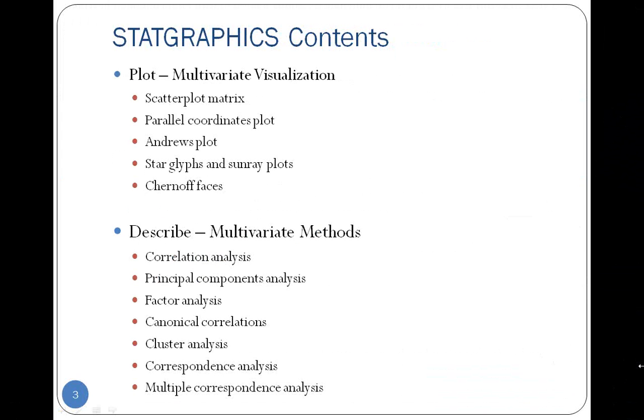You also find various procedures on the Describe menu. In fact, the Describe menu has a section on multivariate methods. And there are 7 different selections: correlation analysis, principal components analysis, and so forth, all of which actually correspond to chapters of the Johnson and Wichern book. These are bread and butter multivariate statistical methods designed to do various types of analyses. And we'll actually be looking at the first 3 of those today, and in future webinars be looking at the others.